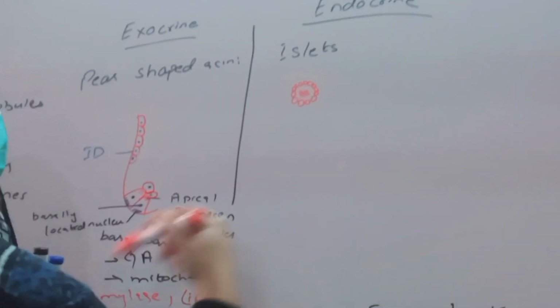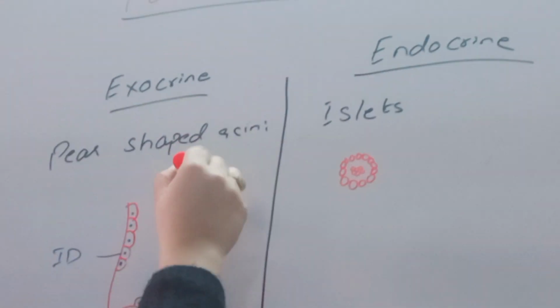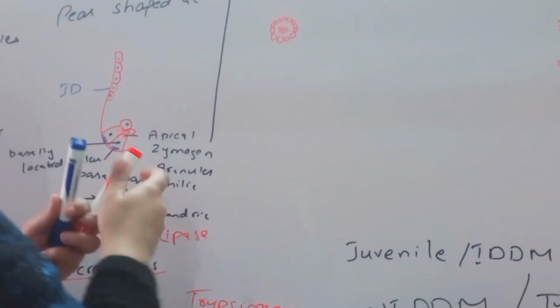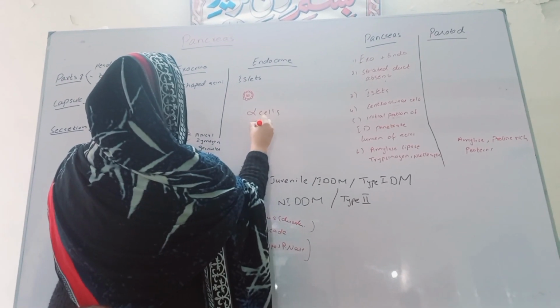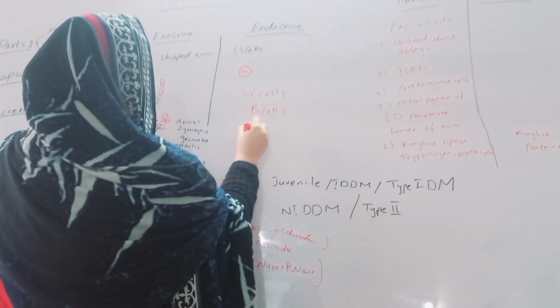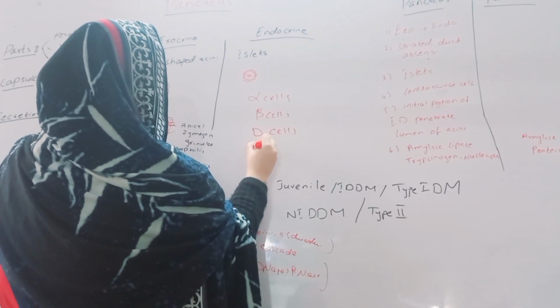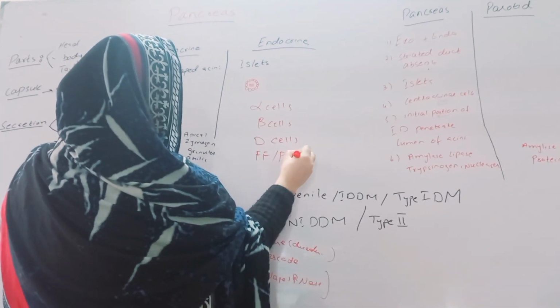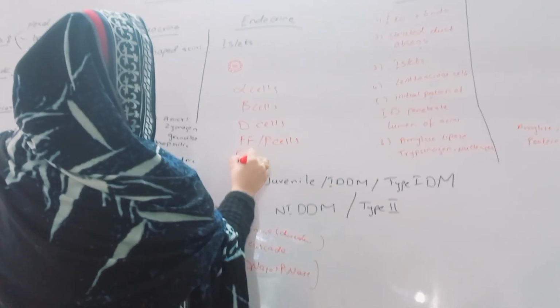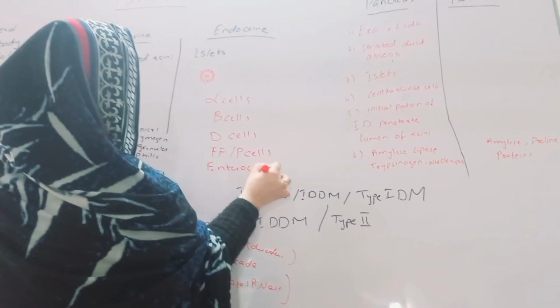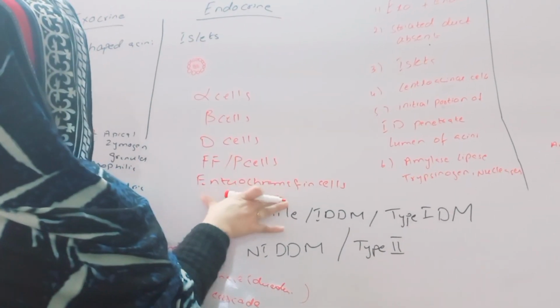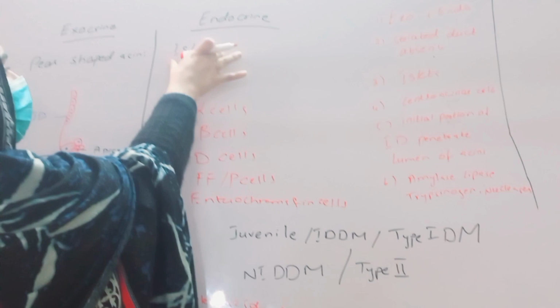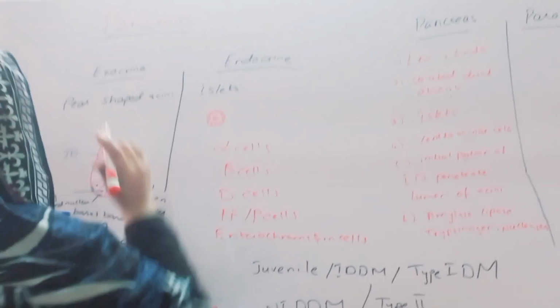These are dispersed among the exocrine portion of the pancreas. So what type of cells will you find in the islet of Langerhans? You will find alpha cells, beta cells, delta cells, PP cells, and enterochromaffin cells. These are present in the islet of Langerhans.